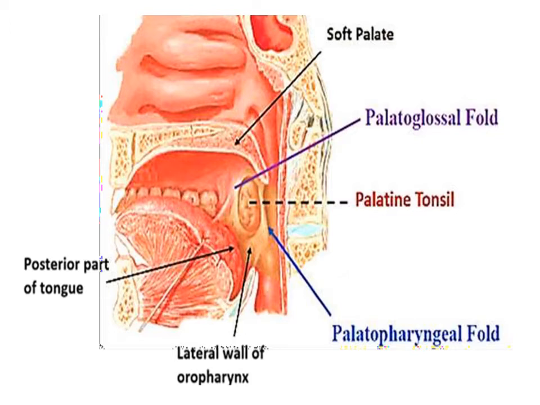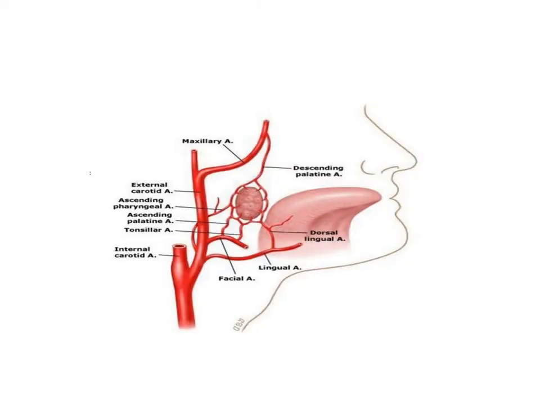This is the soft palate and this is the palatine tonsil. When we say tonsil, we mean the palatine tonsil. This is the palatoglossal fold and this is the palatopharyngeal fold. The palatoglossal is called the anterior pillar and this is the posterior pillar.